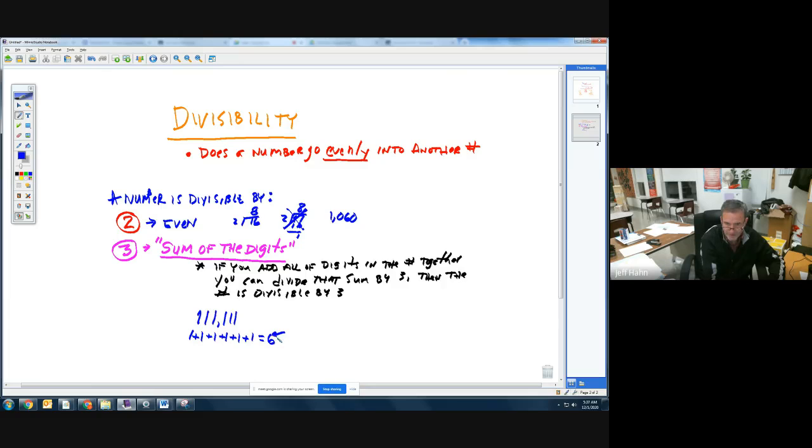Now, you look at that sum and say, can I divide that by 3? Which you can. 6 divided by 3 is 2. If 3 goes evenly into that number, 3 went evenly into 6, so 3 will also go evenly into 111,111. You don't need to do the whole division over here. I will do it just to show you that it works. But you certainly don't want to do this, and I would tell you not to do this.